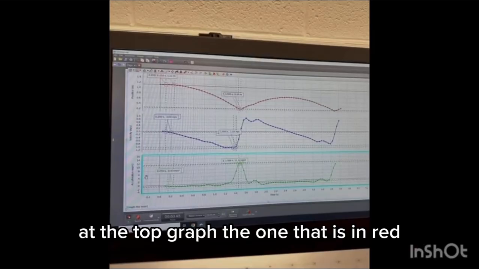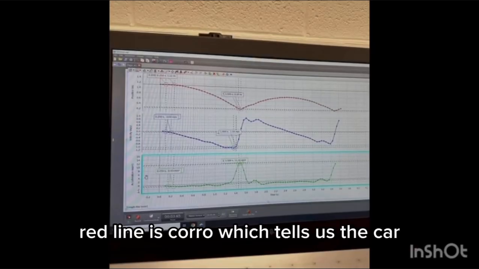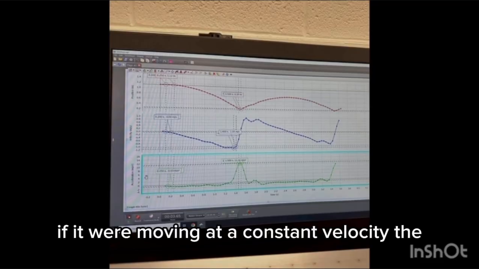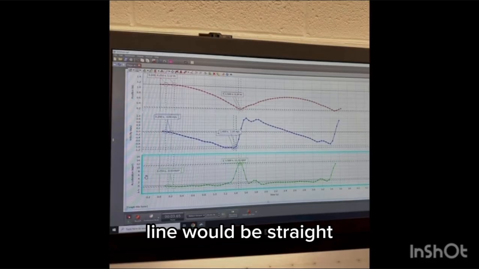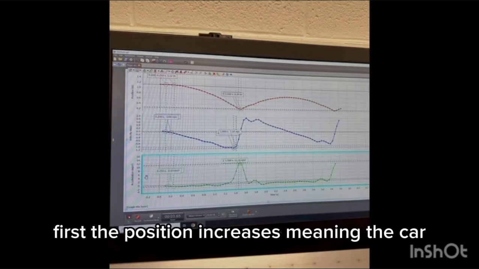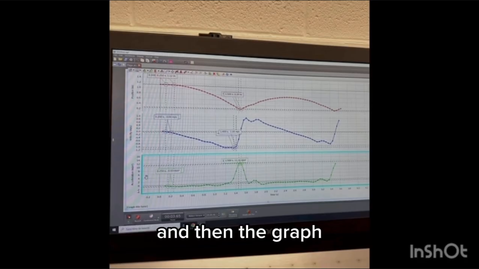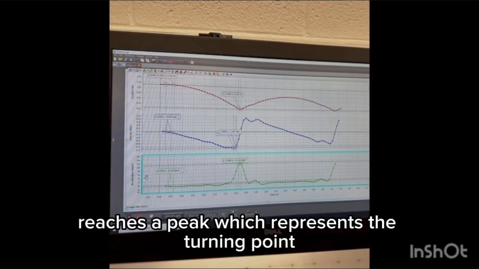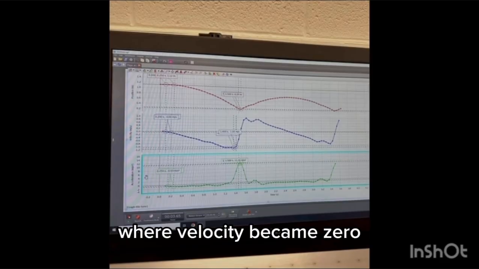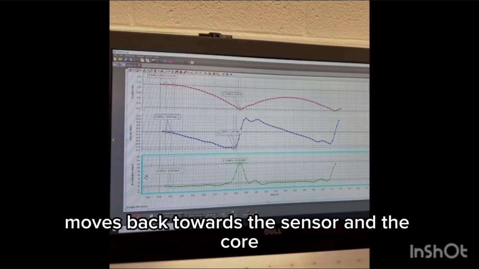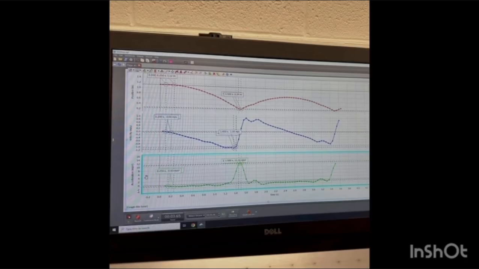In the top graph, the one in red, we can see that the red line is curved, which tells us the car was accelerating. If it were moving at a constant velocity, the line would be straight. At first, the position increases, meaning the car moves away from the sensor, and then the graph reaches a peak, which represents a turning point where velocity became 0. After that, the position decreases, meaning the car moves back towards the sensor, and the curve shape confirms that a net force was acting on the system.